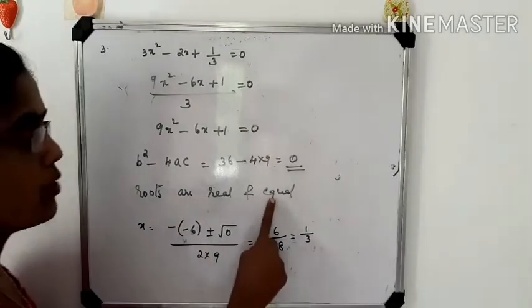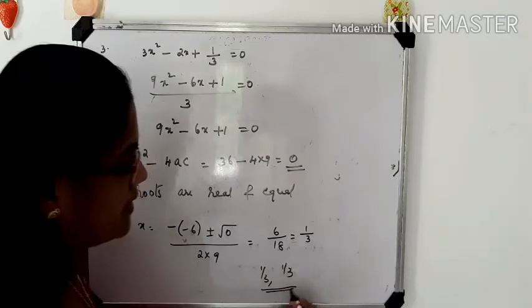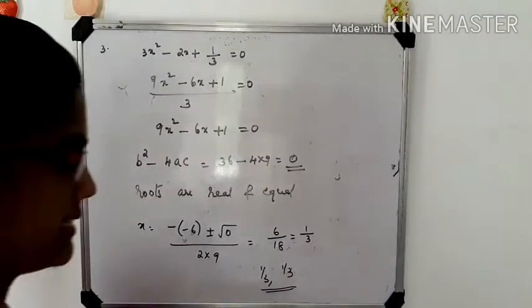But we have studied that the roots are equal. So the roots are 1 by 3, comma 1 by 3. This is how you have to present the answer.